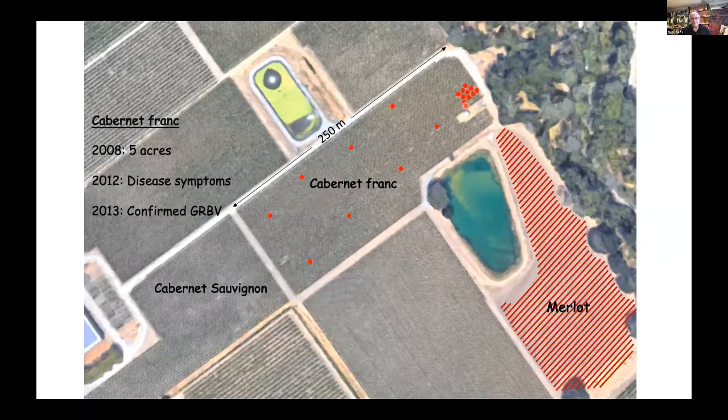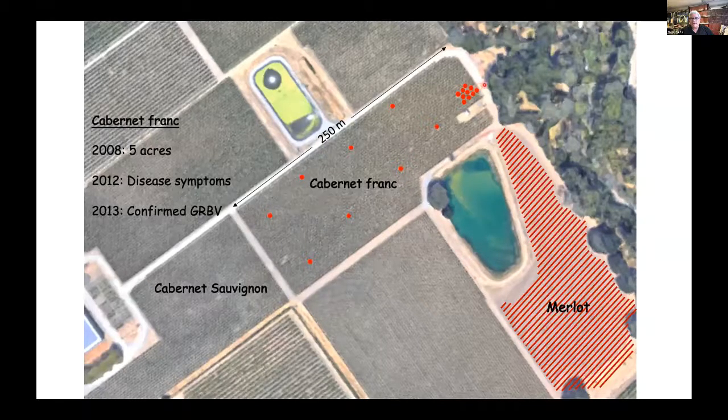So samples were collected from this area, and the presence of the virus was confirmed in 2013. So in 2014, we started to monitor the distribution, vine by vine, of diseased vines in that block, from 2014 to 2016. And just to show you how this aggregation of vines looked like, there were about 20 to 25 vines across 10 rows at the edge of the block.